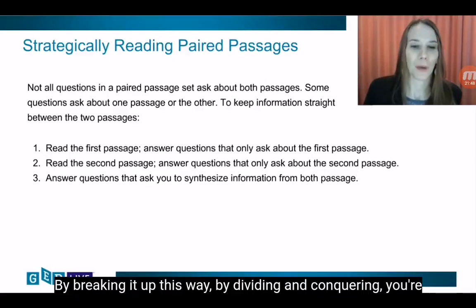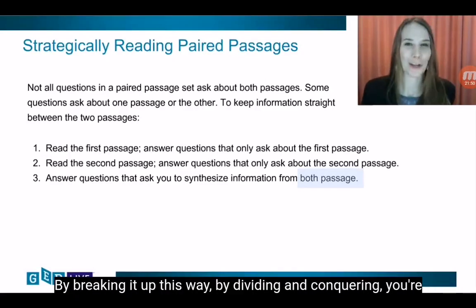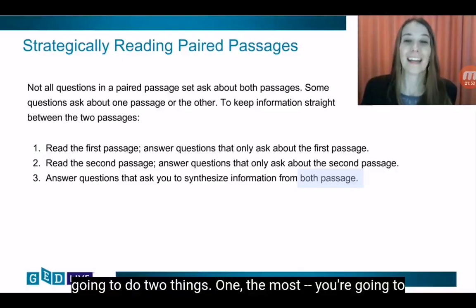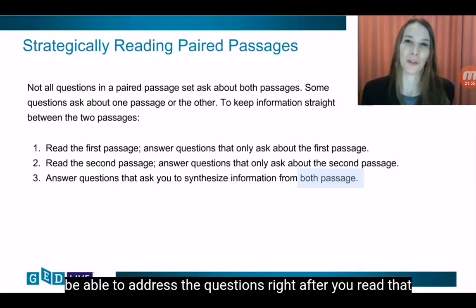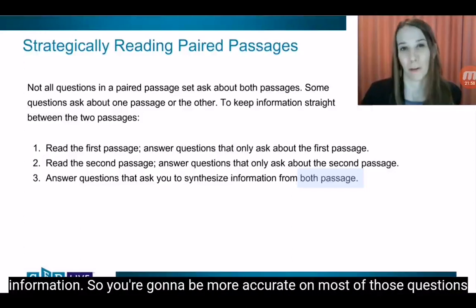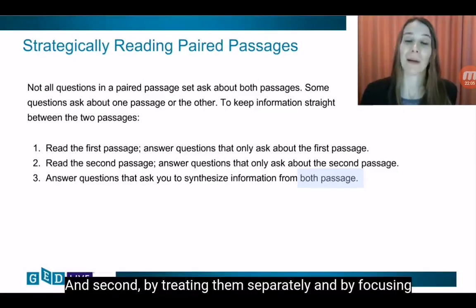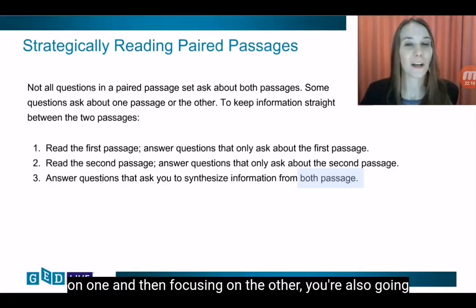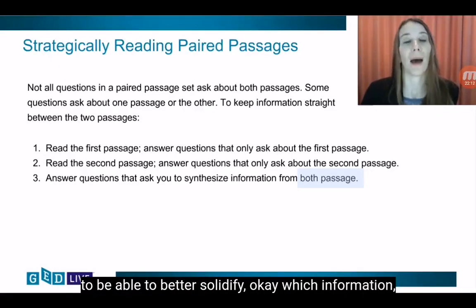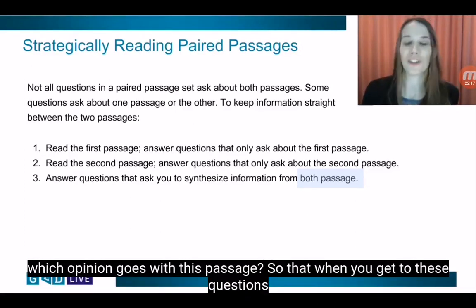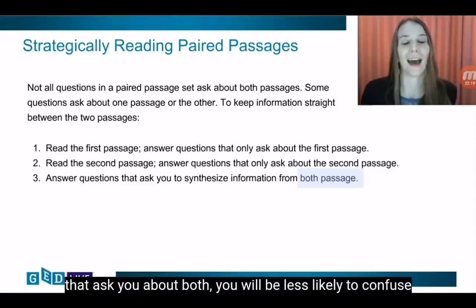By breaking it up this way, by dividing and conquering, you're going to do two things. One, you're going to be able to address the questions right after you read that information. So you're going to be more accurate on most of those questions because you won't be confusing it with the other passage. And second, by treating them separately and by focusing on one and then focusing on the other, you're also going to be able to better solidify which information, which opinion goes with this passage, so that when you get to these questions that ask you about both, you will be less likely to confuse the two authors or the two perspectives.